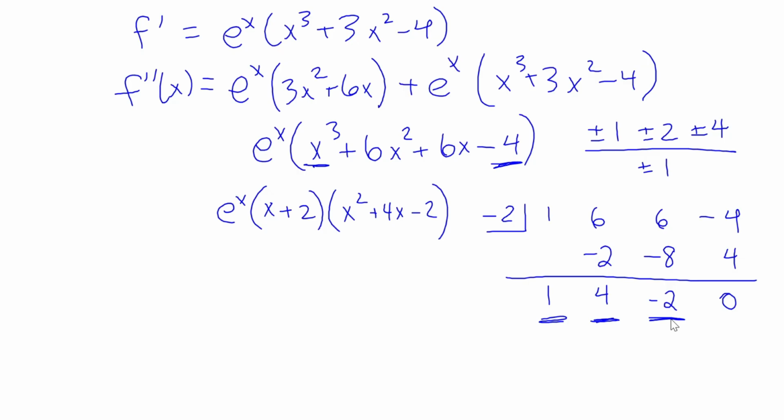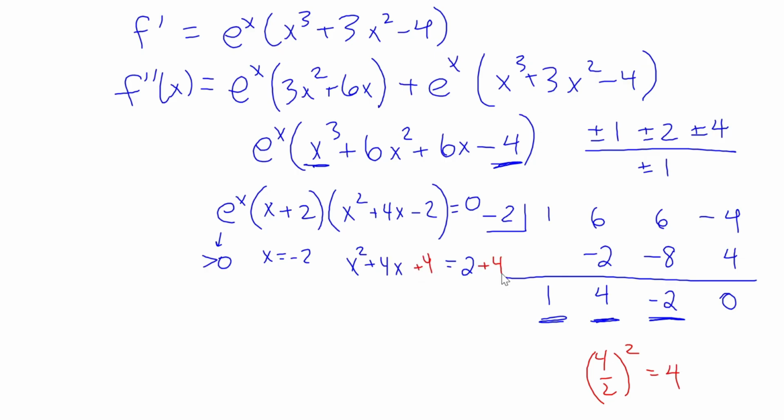X squared plus 4x minus 2 does not factor nicely. So we know we're going to get nothing from the e to the x. We know we're going to get x equals -2 from the x plus 2. And when we set x squared plus 4x minus 2 equal to 0, the quickest way to solve that is to bring that 2 to the other side, I think, and complete the square. Right? So once again, when we complete the square, we take half of that 4, which is 2, and square it, which is 4. So we'll add 4 to both sides.